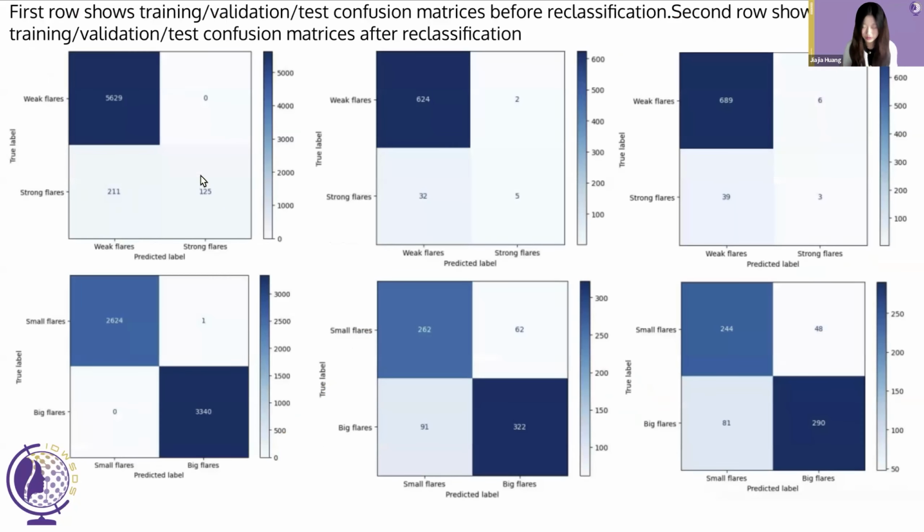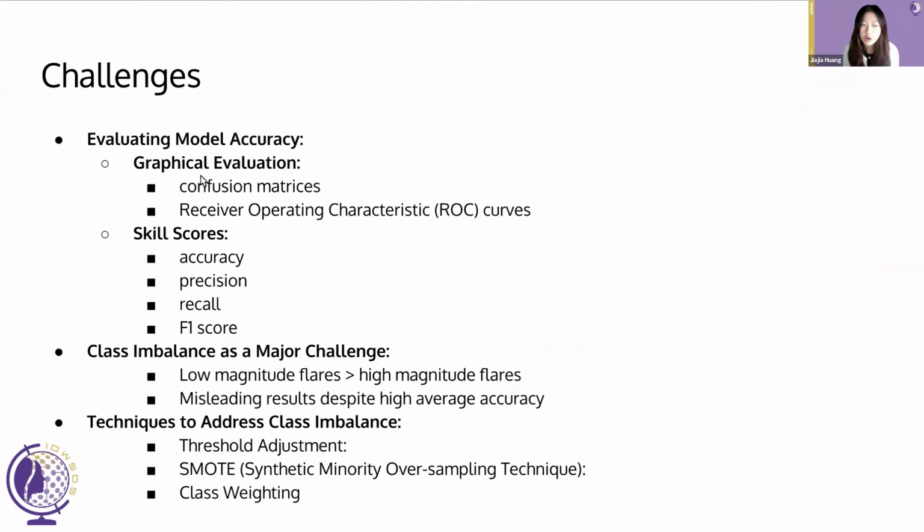So to evaluate the accuracy of my models, I used several graphical and visual interpretations, such as confusion matrices and receiver operating characteristics, ROC curves, to evaluate each model's accuracy. These visualizations allowed me to see where each model performed well and where they struggled, particularly in predicting extreme solar flare magnitude. Skill scores were also metrics I used in a quantitative sense to assess how well the models made correct predictions in the total context of how many strong and weak flares there actually were. So overall, the accuracy of each model was pretty high.